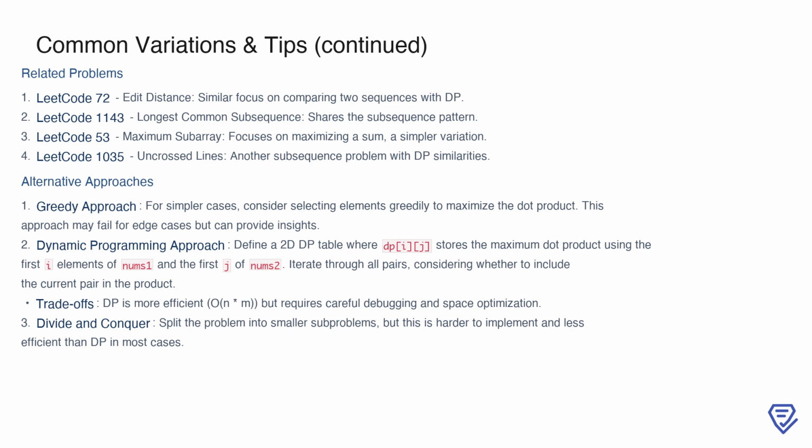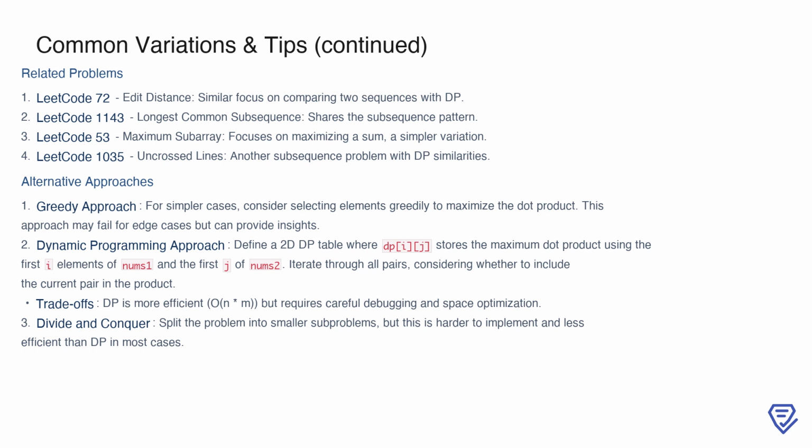Lastly, let's explore some related problems and alternative approaches. This problem shares similarities with other dynamic programming challenges. For example, LeetCode 72, edit distance, and LeetCode 1143, longest common subsequence, also involve operations on two sequences. Similarly, problems like LeetCode 53, maximum subarray, and LeetCode 1035, uncrossed lines, highlight specific techniques for subsequences and optimization. Understanding these problems can provide additional perspectives and strategies.